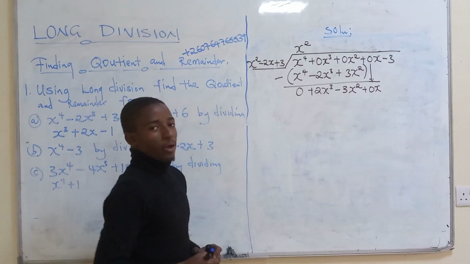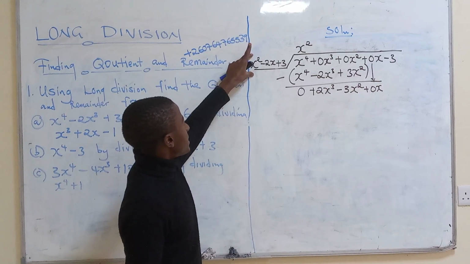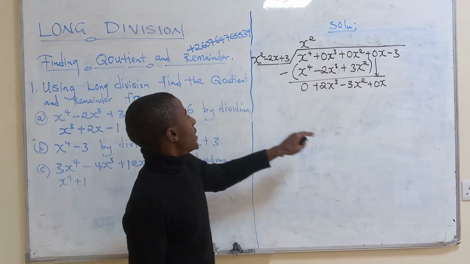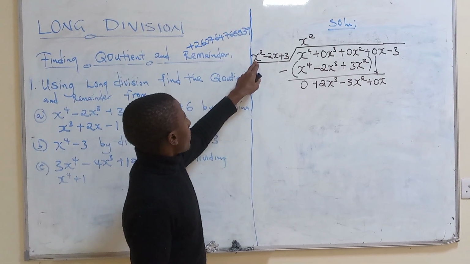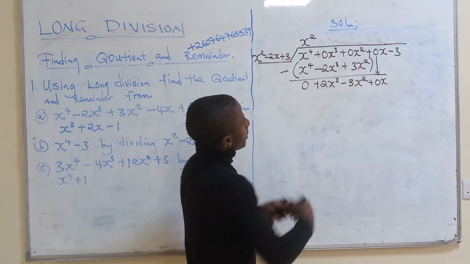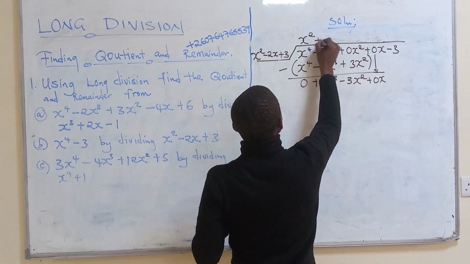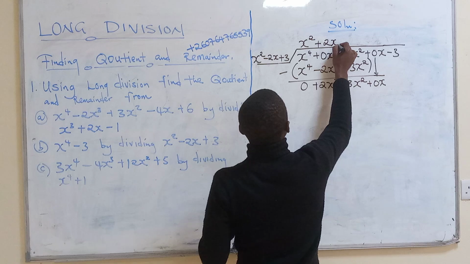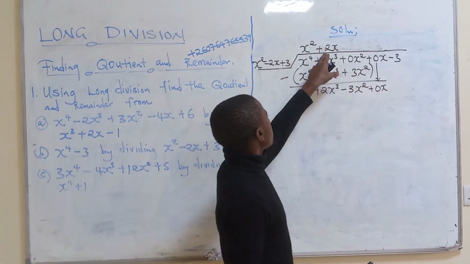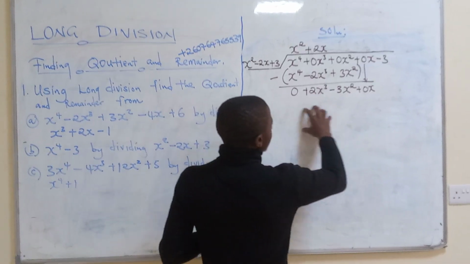Same procedure. What you are going to do is divide the first variable of the divisor by the value that you have obtained. So that is x squared divided into 2x cubed. We are going to get positive 2x. That positive 2x, you are going to multiply it by everything in the divisor to get the new value.